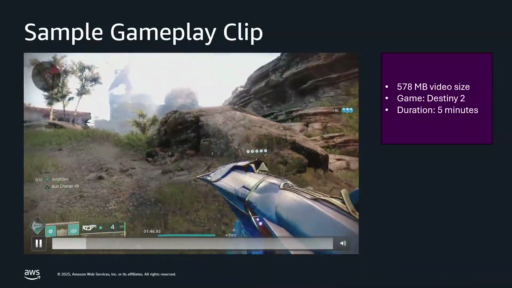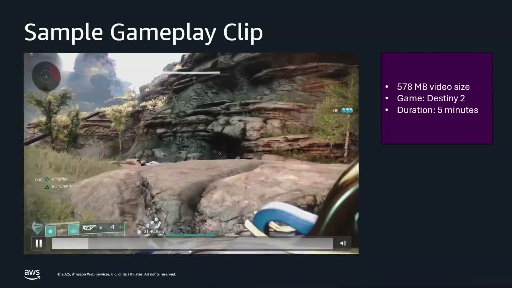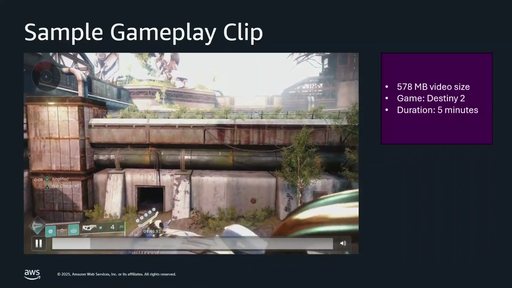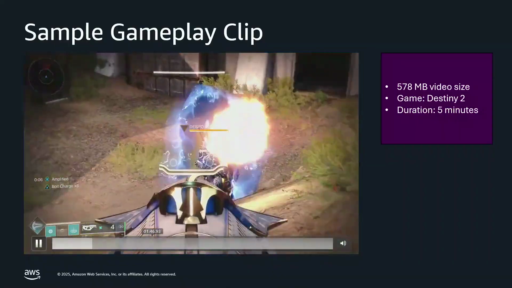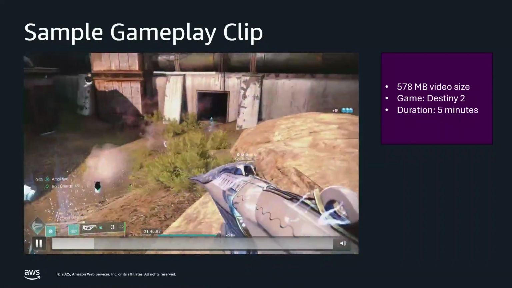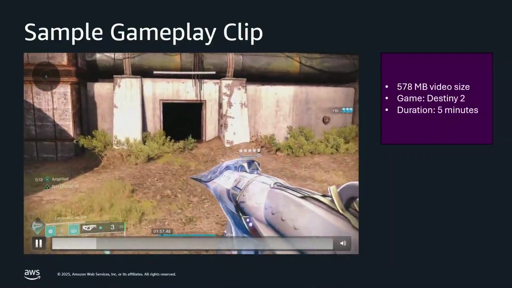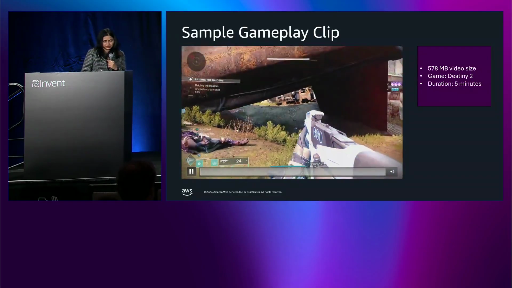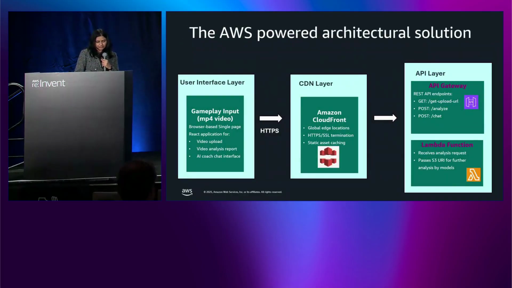And afterwards, in the demo, you will see what the coach that I built using AWS had to say about this clip and what could be improved by this player. Anyways, I'll go on to the next slide, because I just wanted to give you a glimpse of this video that I used for my analysis.